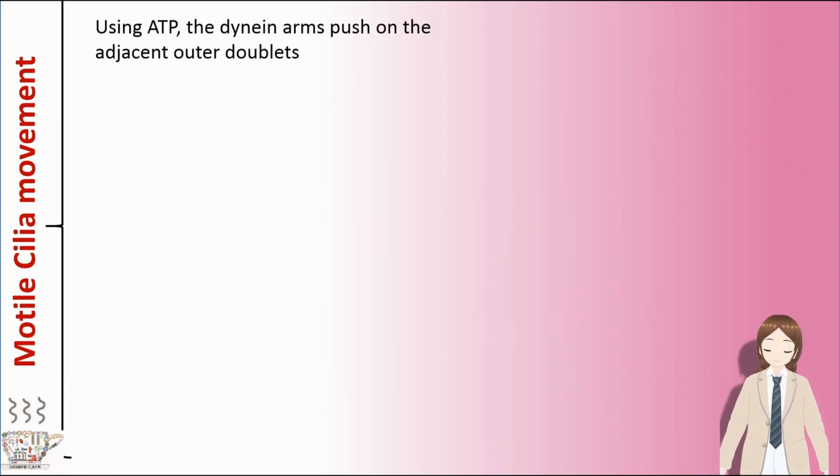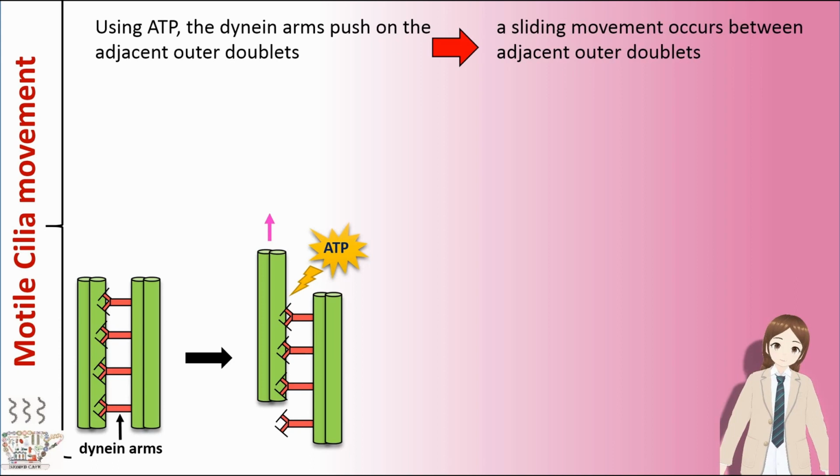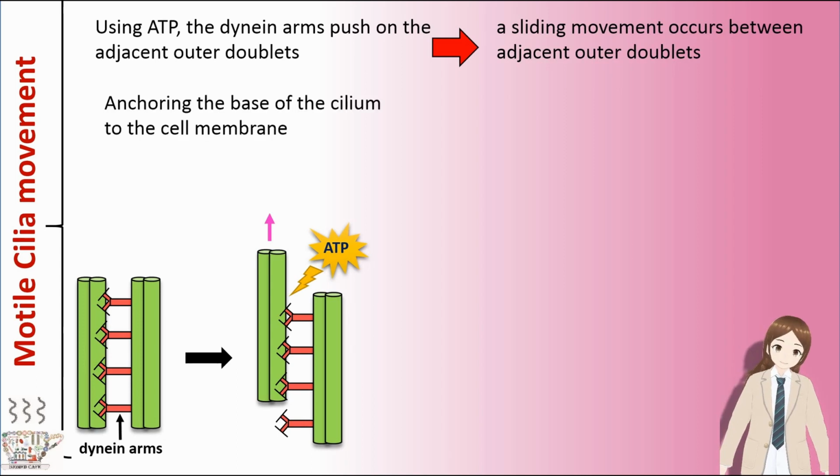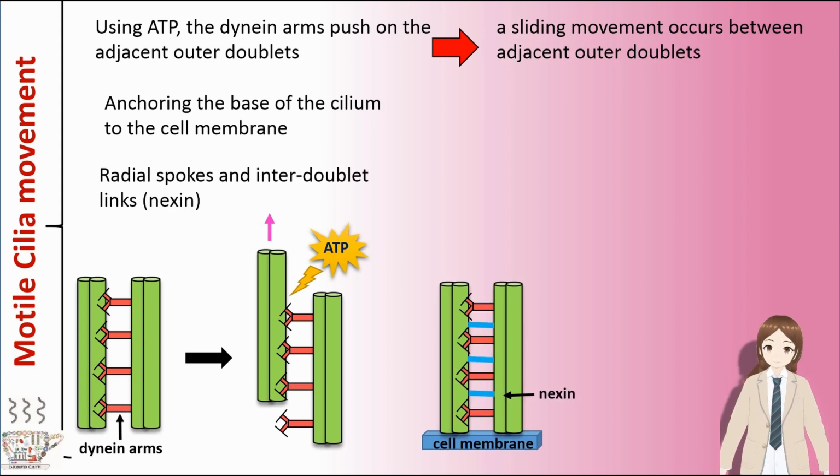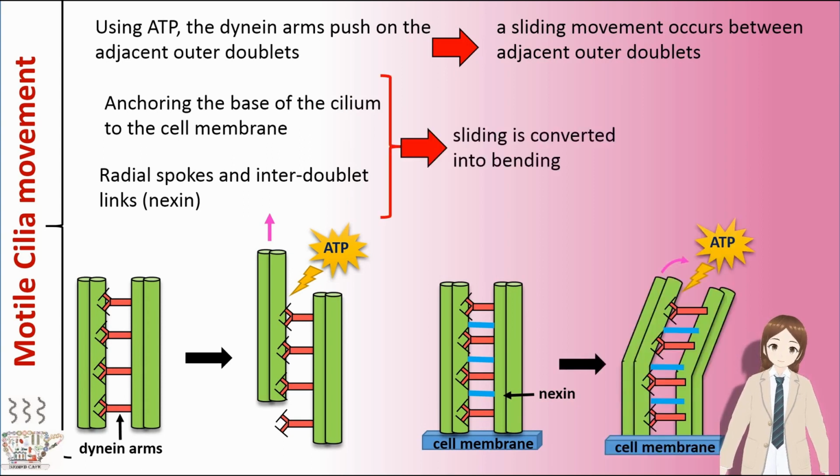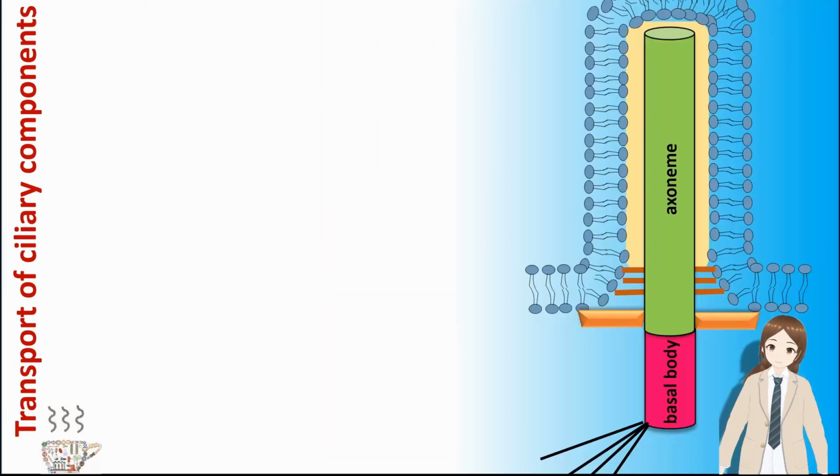Using ATP, the dynein arms push on the adjacent outer doublets. Then a sliding movement occurs between adjacent outer doublets. By anchoring the base of the cilium to the cell membrane, and with radial spokes and interdoublet links or nexin, sliding is converted into bending.